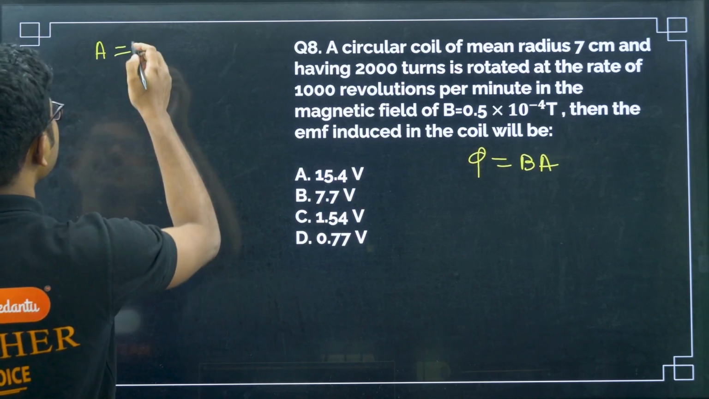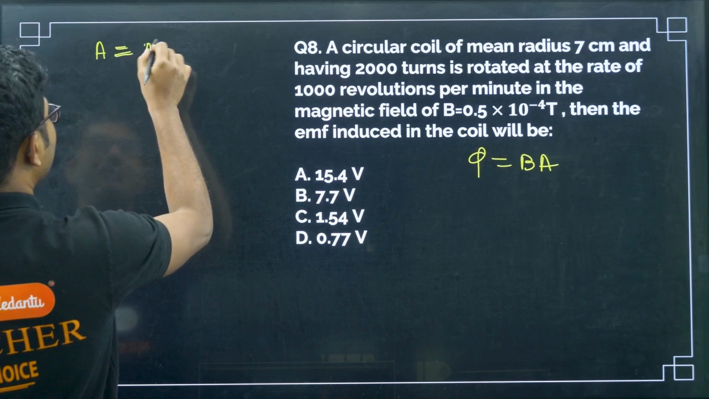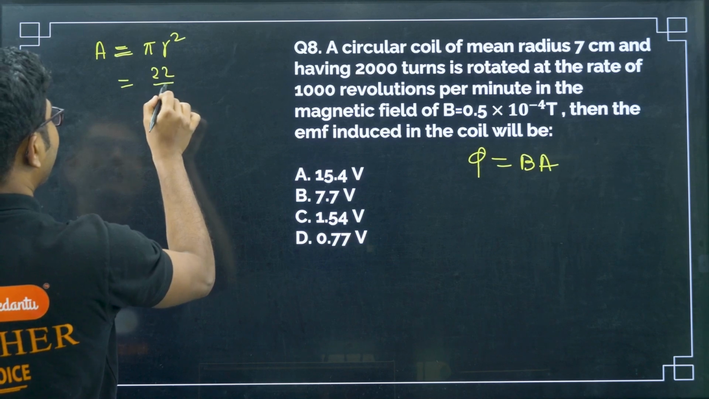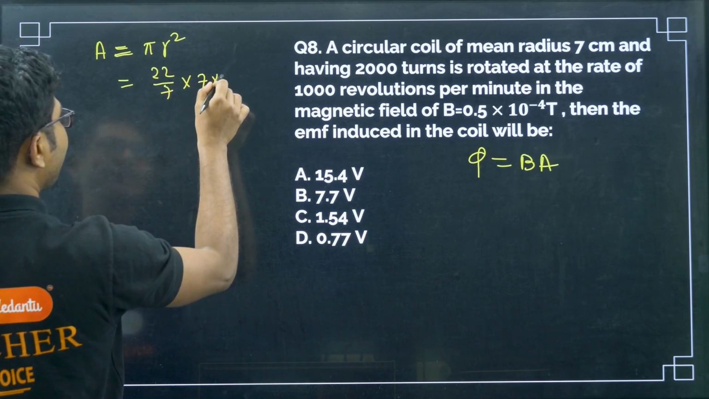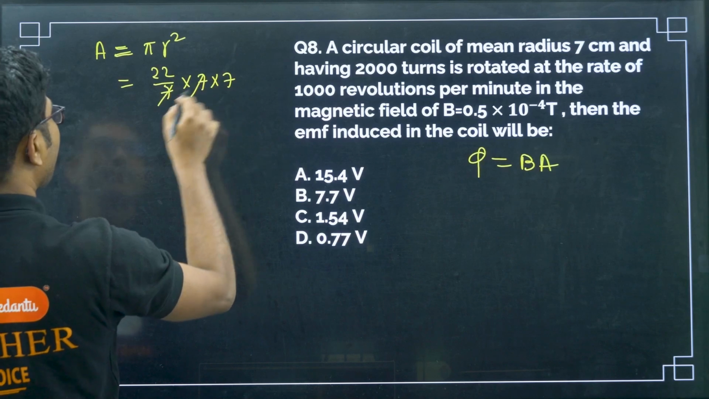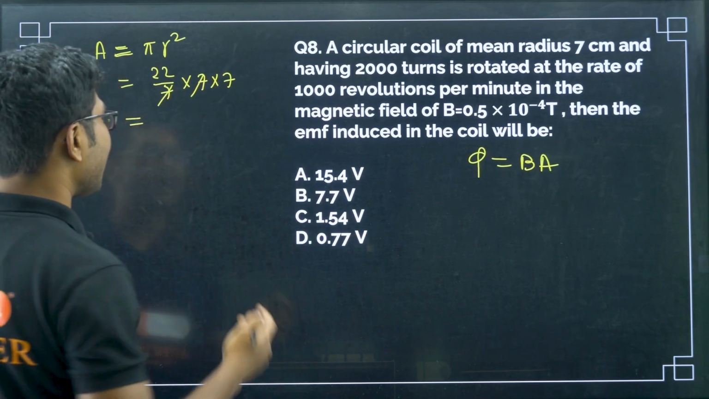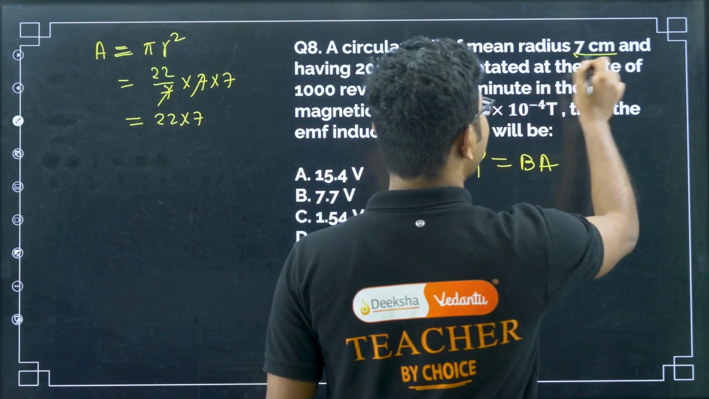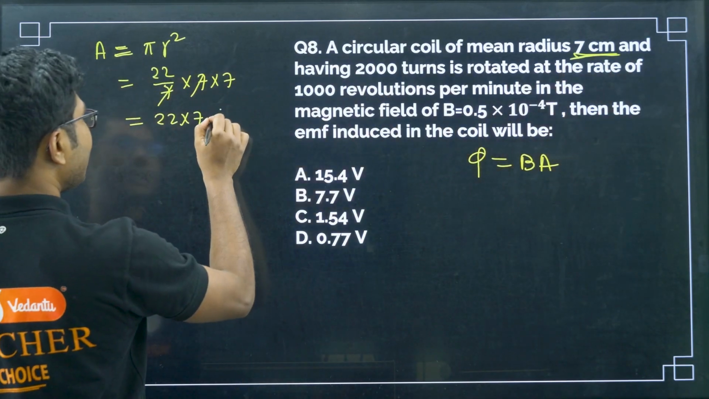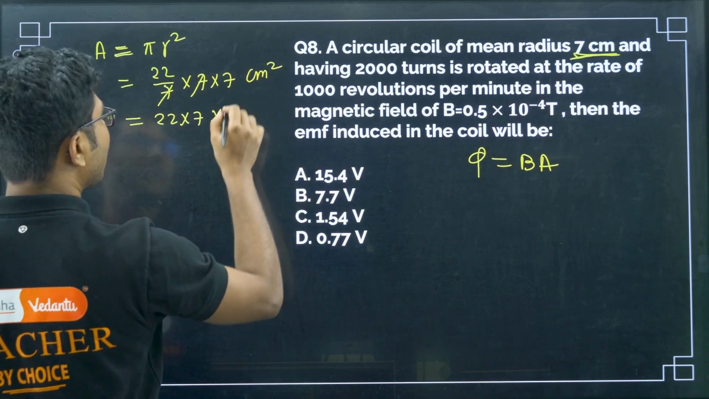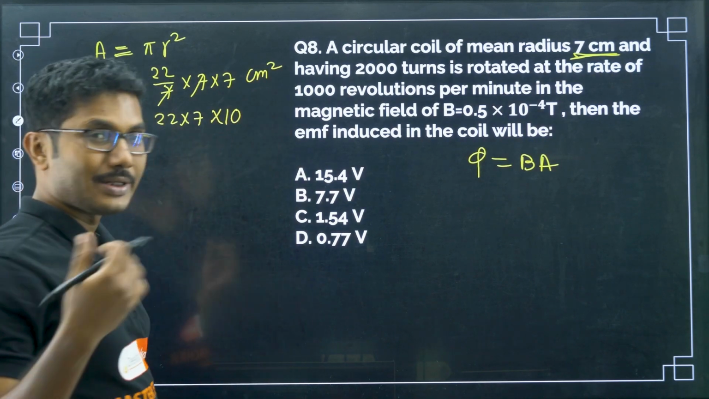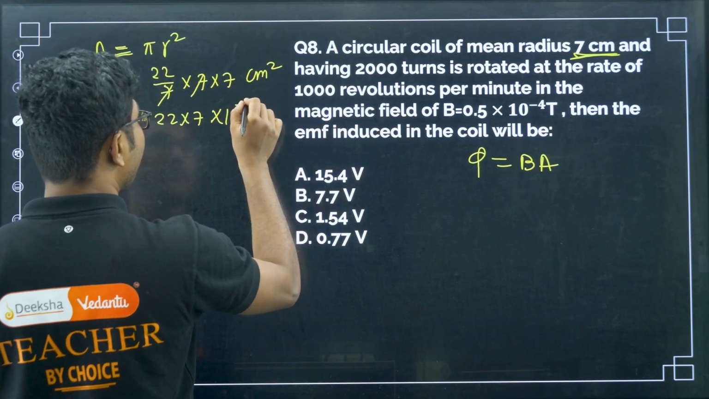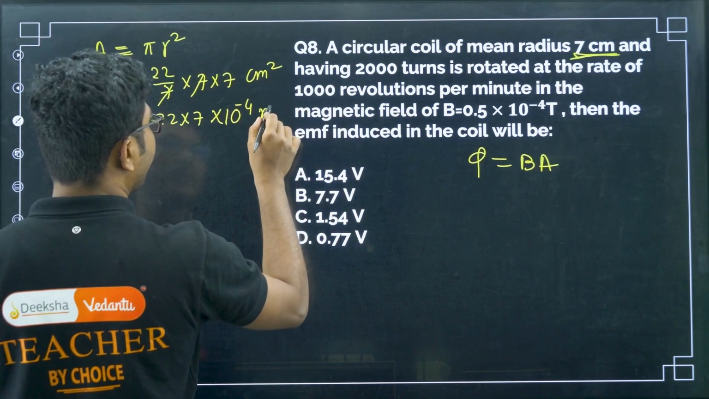Okay, what is area? Area is pi r square, right? 22 by 7 into 7 square, that is 7 into 7. So it will be 7, and this is in centimeter square, because the radius is given in centimeter, right. To convert it into meter square, what you have to do? 1 centimeter is 10 to the power of minus 2 meter. So centimeter square will be 10 to the power of minus 4 meter square, right.